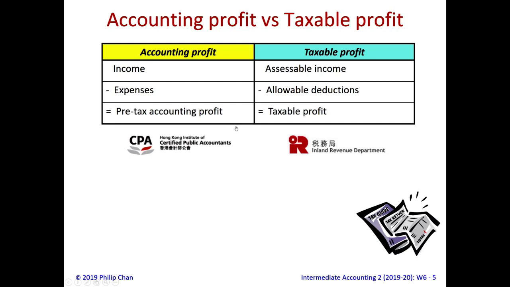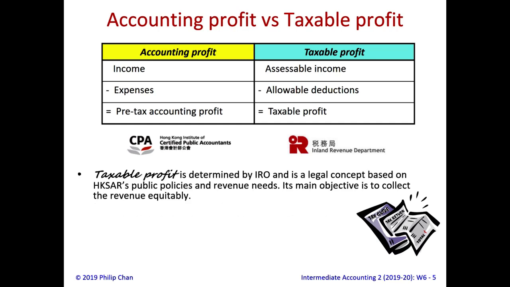This profit would then be different from the taxable profit calculated based on the Inland Revenue Department in Hong Kong. The assessable income may be different from the income that we have, or the allowable deductions may be different from the expenses that we recognize in the financial reports. Remember, income and expenses are calculated based on the accrual basis of accounting. However, tax laws have different rules in terms of how to measure income to be assessed or deductions from the income to be allowed, so that they are different.